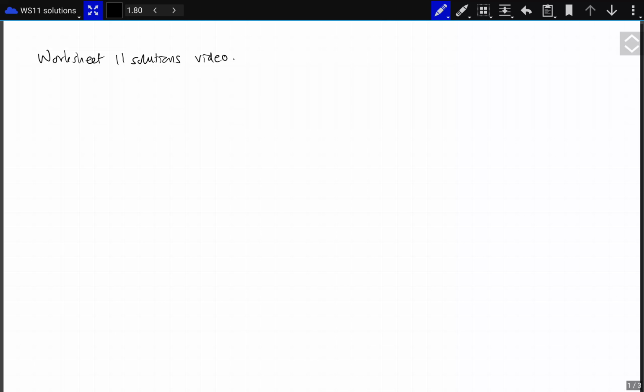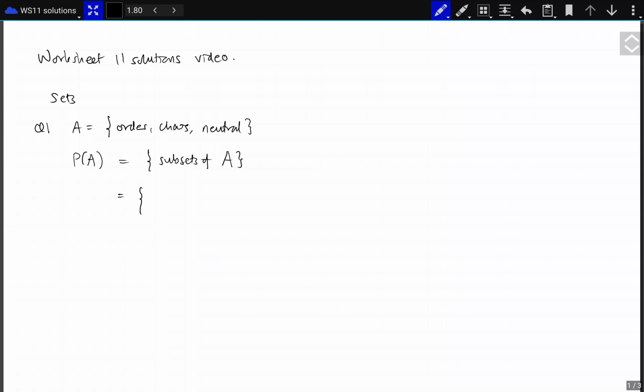So on the questions from sets, we started off with A is equal to the set of order, chaos, and neutral. If you remember, the power set of A is the collection of all subsets of A. And so that definitely always includes the empty set, and it's also going to include A as well, which is the biggest set inside of A. But there's other sets as well.